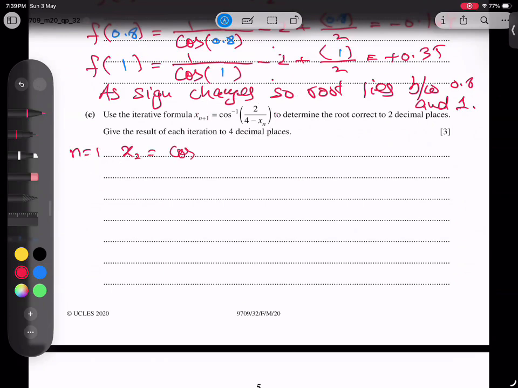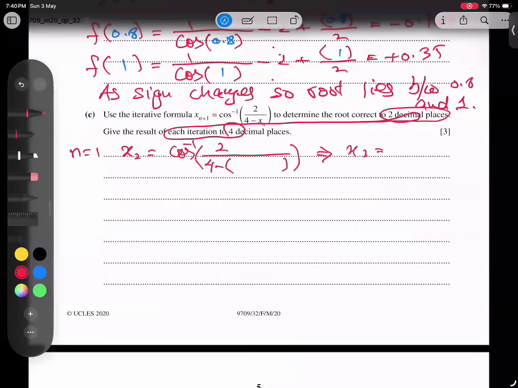And cos inverse, and I'm writing 2 over 4 minus, I will plug in 1 here, I got x1. But here x1 I'm writing now, students. So what is important part here? Important part here, students. So he said give each final answer to 2 dp, each answer to 4 dp. But the problem is that I have to plug in some initial value here, which is x1.